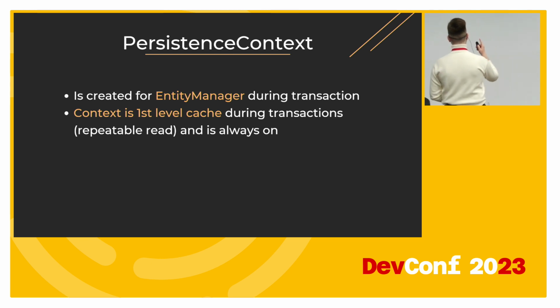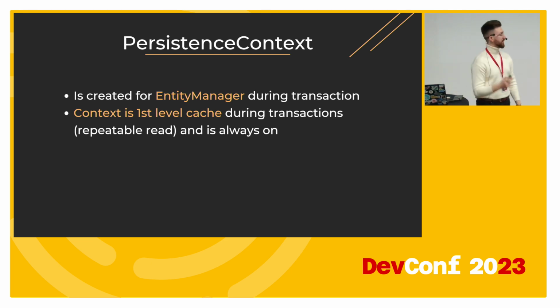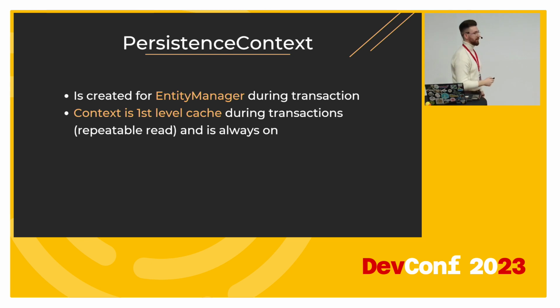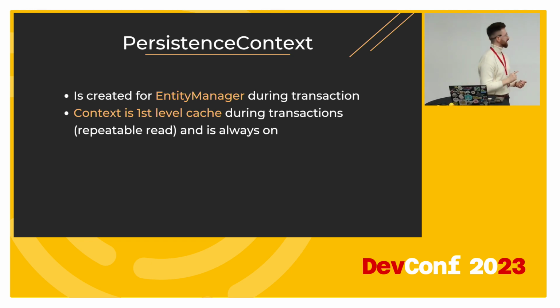Then the context is a first level cache. So if we want to read an entity from the database inside the transaction, and we have this entity inside the persistence context, then it will load the entity from the context. So we have repeatable read, but from inside the transaction. It's very important. If you have anything in the persistence context and you want to load it from the database, then it will load it from the persistence context. It has downsides, but it's also very profitable.